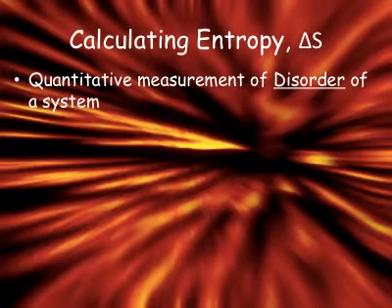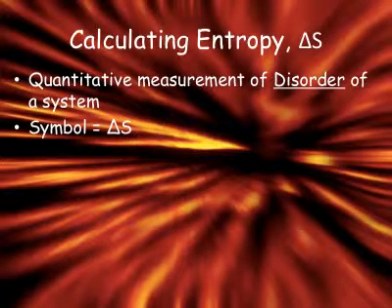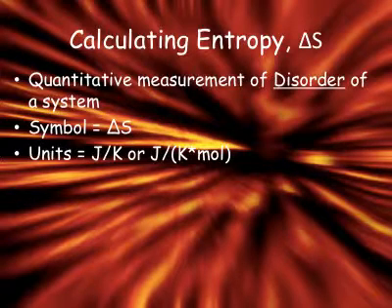Again, the symbol for entropy we talked about yesterday is delta S, which means change in entropy, because that triangle means change in, right? Our units, there's actually two possible units for entropy. We can say joules per Kelvin, or we can also say joules per Kelvin times moles. So it all depends on what context. Honestly, it's the same thing. It really doesn't matter which one you choose.